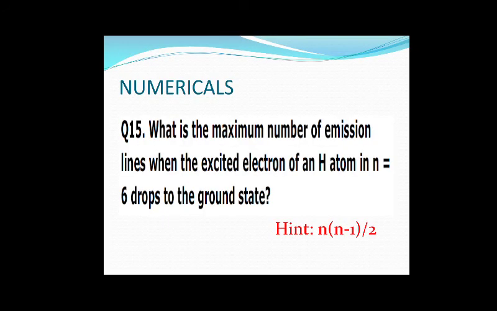So let us practice the numerical. The first numerical here is related to the number of spectral lines. What is the maximum number of emission lines when the excited electron of a hydrogen atom in n equal to 6 drops to the ground state?